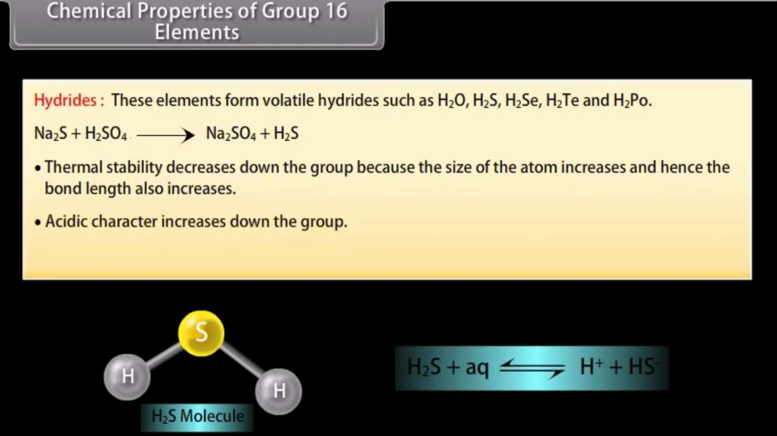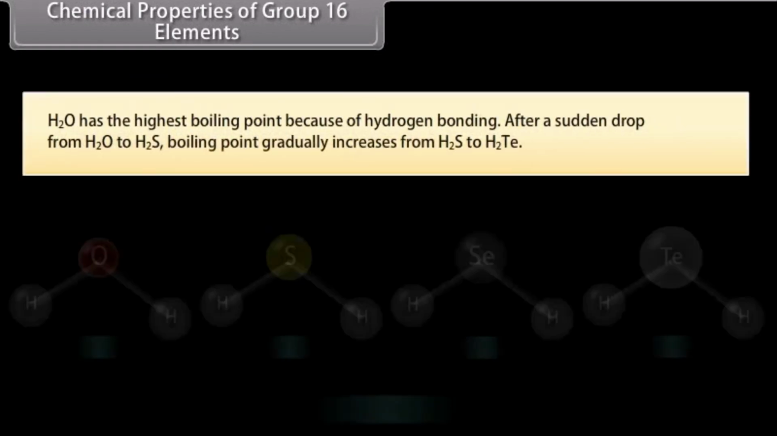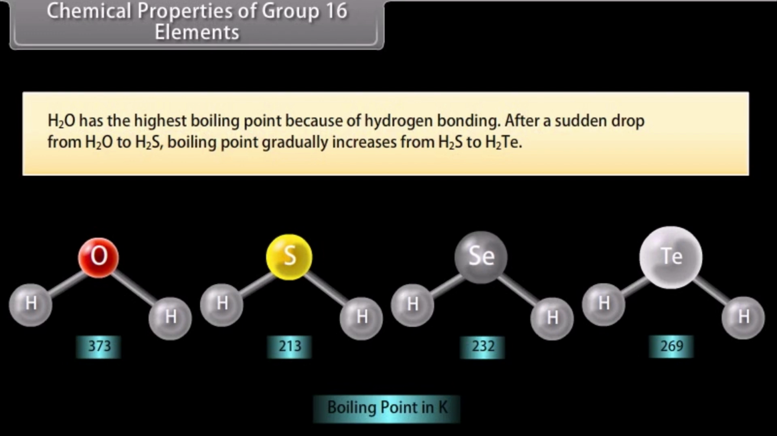Acidic character increases down the group because they can dissociate more easily to give H+ ions. Except H2O, all are reducing agents. The reducing character increases down the group. H2O has the highest boiling point because of hydrogen bonding. After a sudden drop from H2O to H2S, the boiling point gradually increases from H2S to H2Te because of increase of molecular mass and hence van der Waals forces.